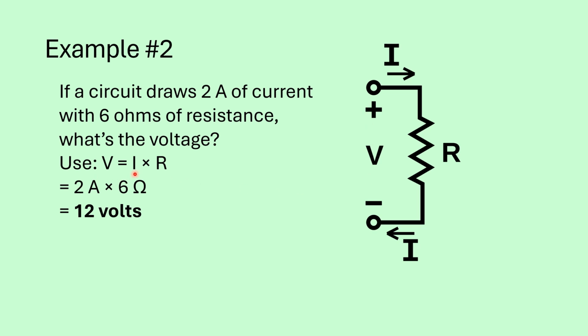So voltage is equal to current times resistance. We've got 2 amps as our current, that's our I value, and we have 6 ohms of resistance. So 2 times 6 is 12 volts. So we put 12 volts across this resistor, which has a resistance of 6 ohms, and we're going to get 2 amps of current to flow.